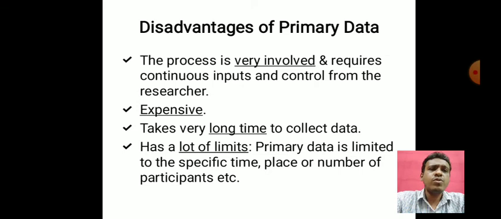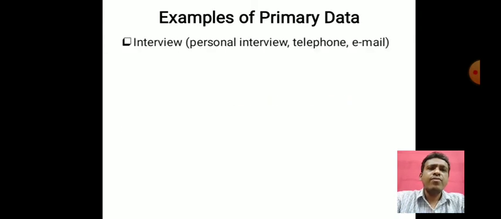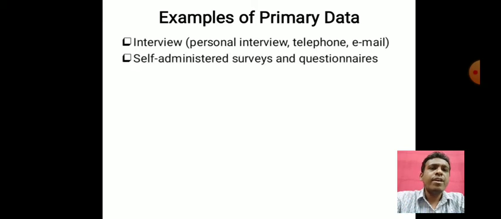Now, what are the sources of primary data? There are some very important sources, or places from where primary data is collected. First one, interview. It can be a personal interview or a telephonic interview. Then we have self-administered surveys and questionnaires. Surveys and questionnaires are like giving a feedback form to customers, or giving a feedback form to the respondents.